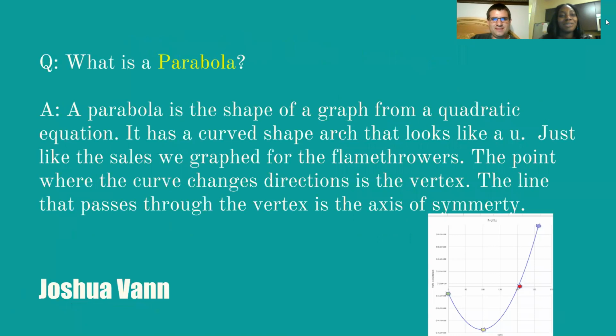Okay, I'm sure I'm about to mess up this word, but what is a parabola? A parabola is the shape of a graph from a quadratic equation. It has a curve-shaped arch that looks like a U, just like the cells graph from the flamethrowers. The point where the curve changes directions is the vertex. The line that passes through the vertex is the axis of symmetry. Okay, cool.